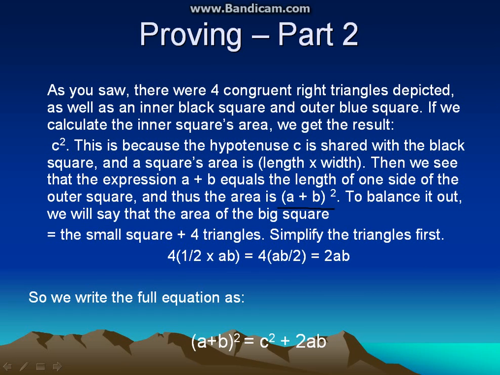So we're going to say that the small square plus the four triangles equals the area of the big square, so it's all balanced out. So let's simplify the triangles first, just follow the steps. Now we can write the full equation as A plus B, in parentheses, squared equals C squared plus 2AB.